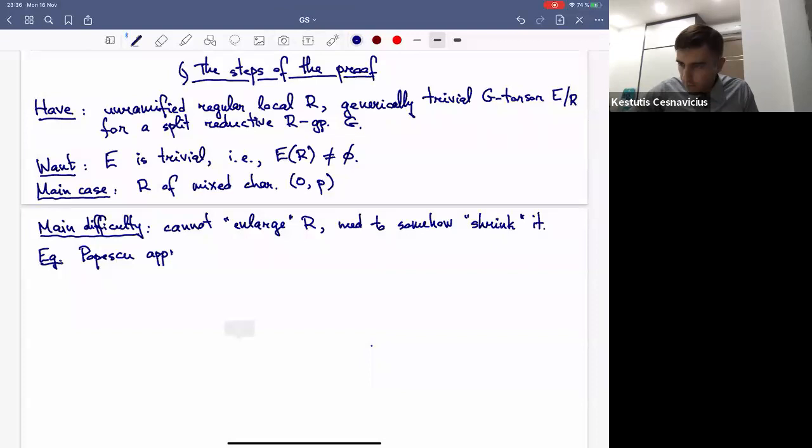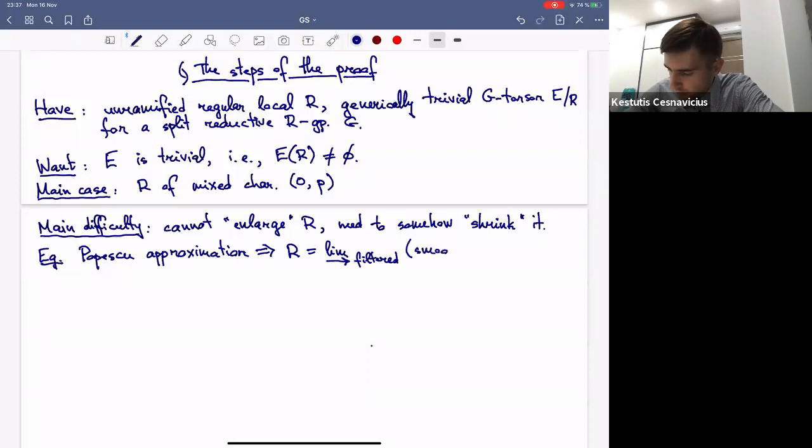One well-known technique is Popescu approximation, which tells us that, under the assumption that R be unramified, according to this theorem, such R are just filtered direct limits of smooth algebras over Z localized at p.